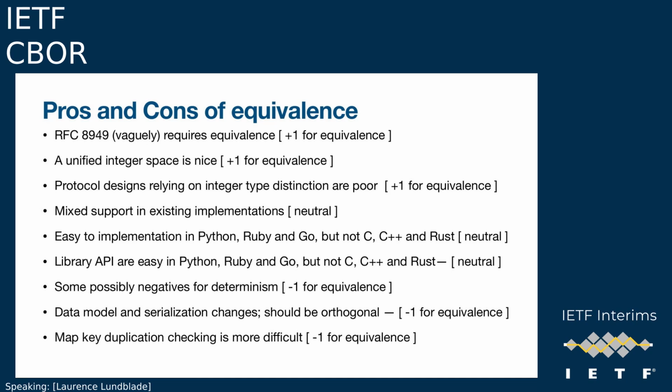That has caused me quite a lot of difficulty to make sense of. And it's resulted in the document being structured in a confusing way and hard to understand. So that's certainly a negative for me. And then people have talked about map key duplicate checking being more difficult, because you have to interpret this in the data model, not in the serialization.